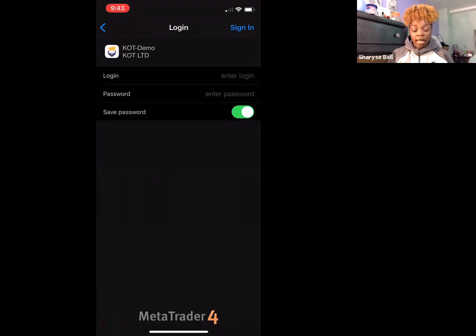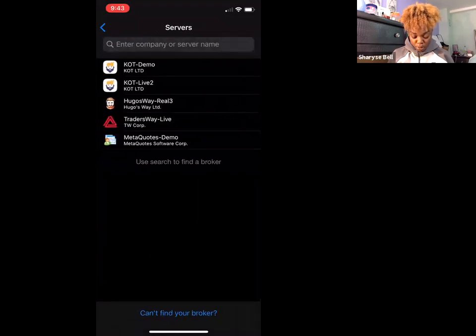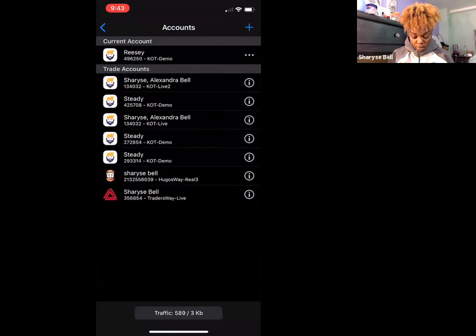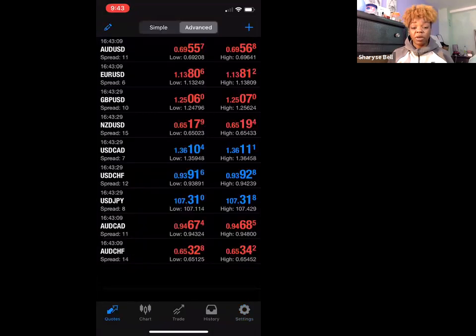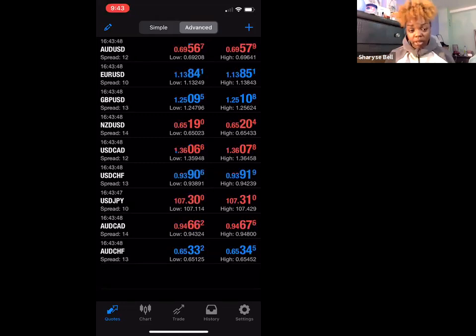You sign in, and then it's gonna bring you back to your quotes page, right? Let's bring it all the way back to your quotes page, and you'll be logged into the demo account with your recommended account balance, as well as your leverage for whatever you chose, okay? So that's just literally logging in and having access to your demo account, right?